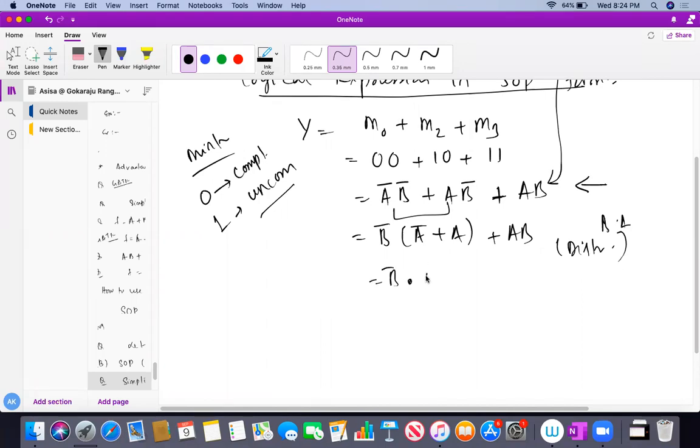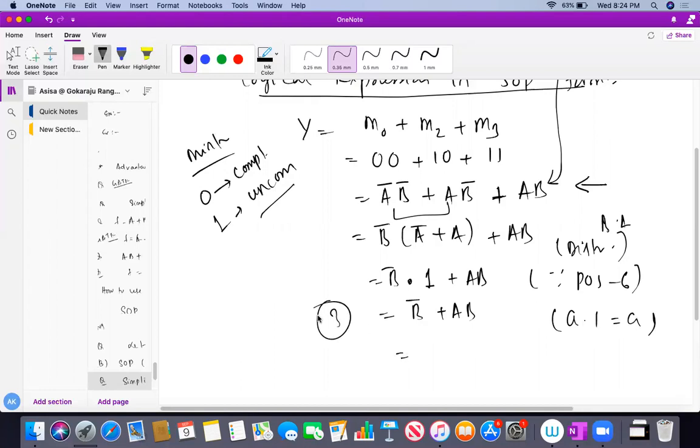Next I went to B bar. A bar or A is 1. Next AB. So which is B bar. So I have used existence of complement, postulate number 6, over here. Next I have B bar, AB. So here I have used A and 1 is A, postulate number 2. So can it be simplified further? Obviously yes, because it again gets simplified. How? We can apply the distributive law, B bar or A and B bar or B. I can again simplify this. So this will be B bar or A.